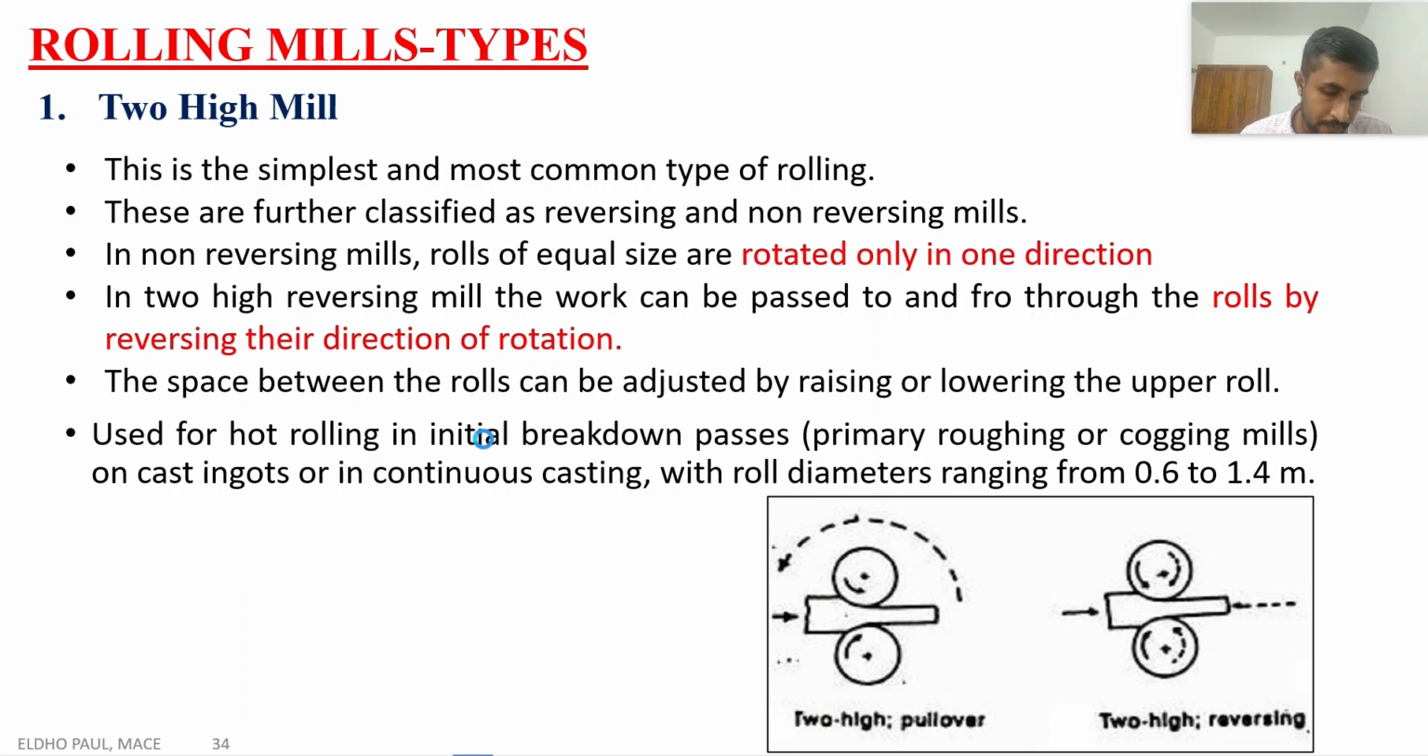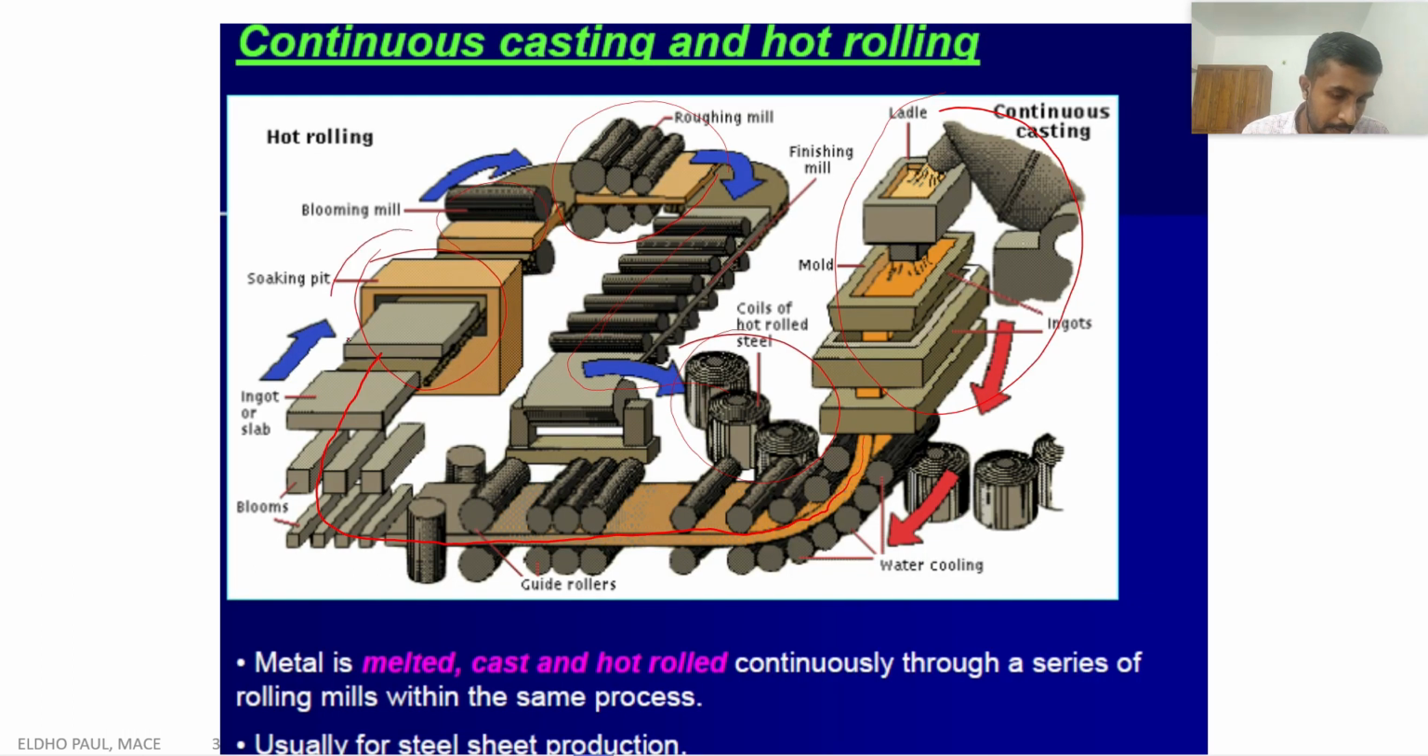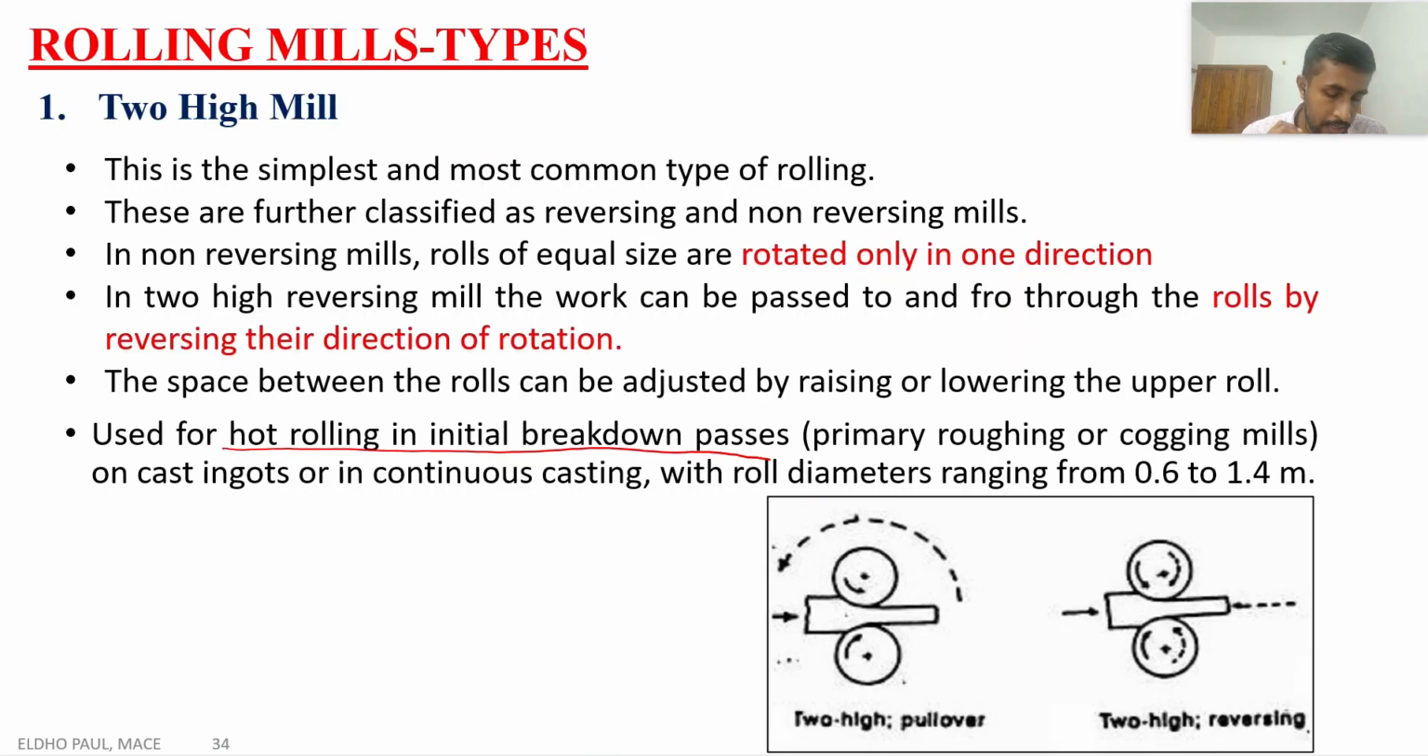And there are different types of rolling mills used for rolling. The first one is the two high roll mill, which is basically used for the hot rolling process. Initially, primary roughing and cogging mills primarily reduce the diameter of the cast ingots from the continuous casting process. In the previous slide, we saw the primary rolling process. Here we have only two rollers.